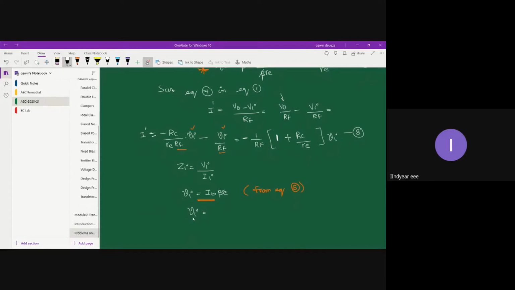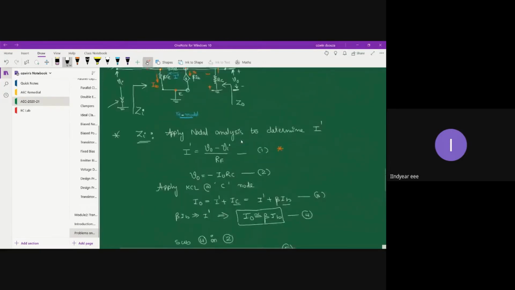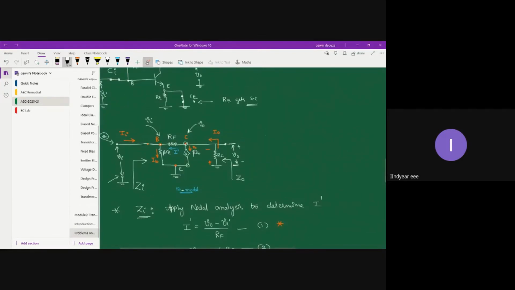Or VI is equal to IB. What is IB here? Can anyone tell me what is IB here? On the input side, you apply KCL at the base node. That will help you in finding out IB. So at the base node, two currents are entering. II is entering and I dash is entering, and the outflow current is going to be the base current IB.